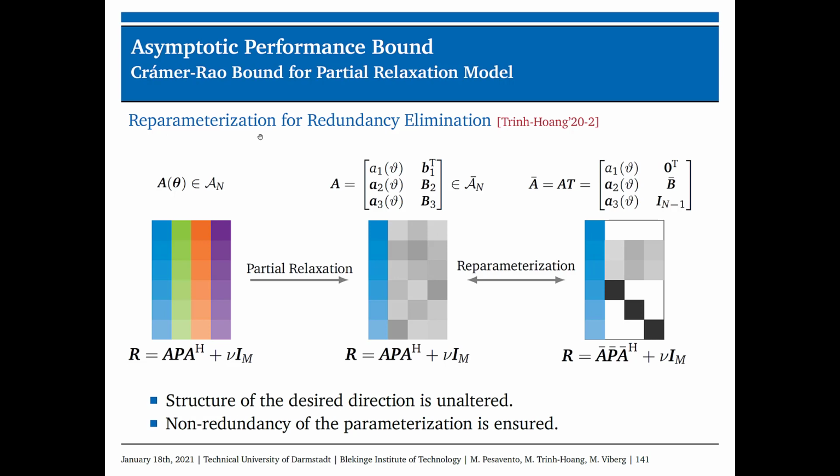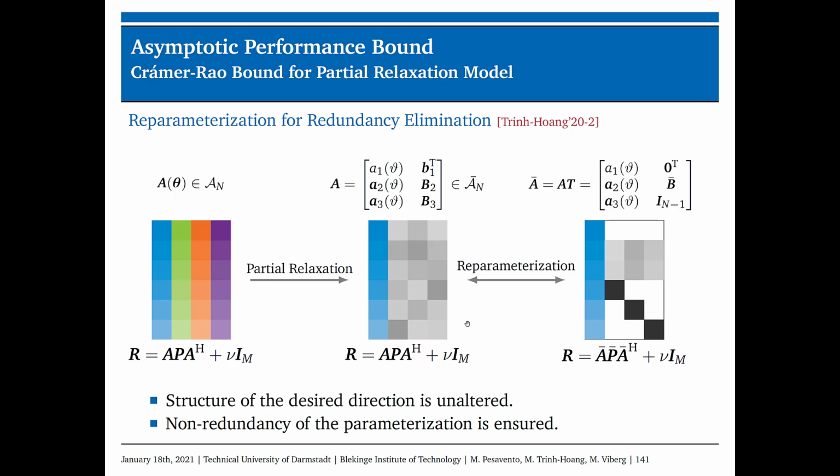To answer this question, we derive the Cramér-Rao lower bound for the DOA parameters under the relaxed signal model. We refer to this bound as the partial relaxation Cramér-Rao bound, PR-CRB in the following. The PR-CRB is the lower bound for all estimators derived under the partial relaxation framework that we considered in the second part of this tutorial. In this tutorial, we consider the stochastic signal model and derive the corresponding stochastic PR-CRB.